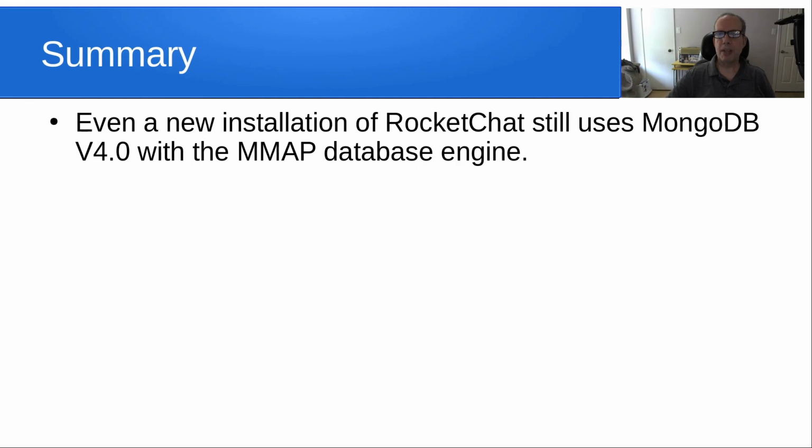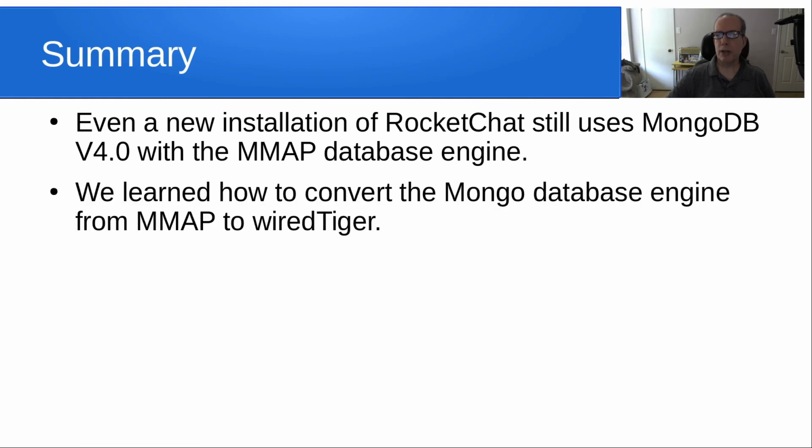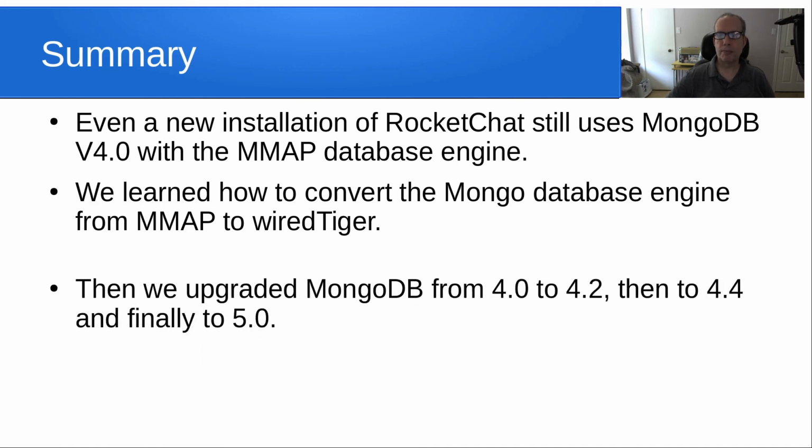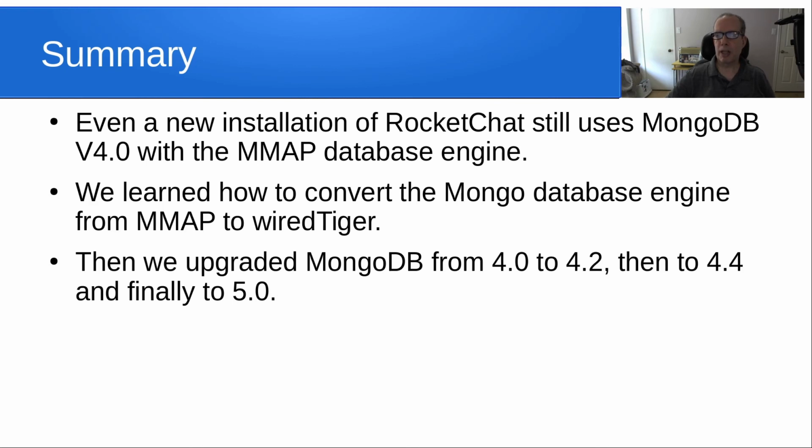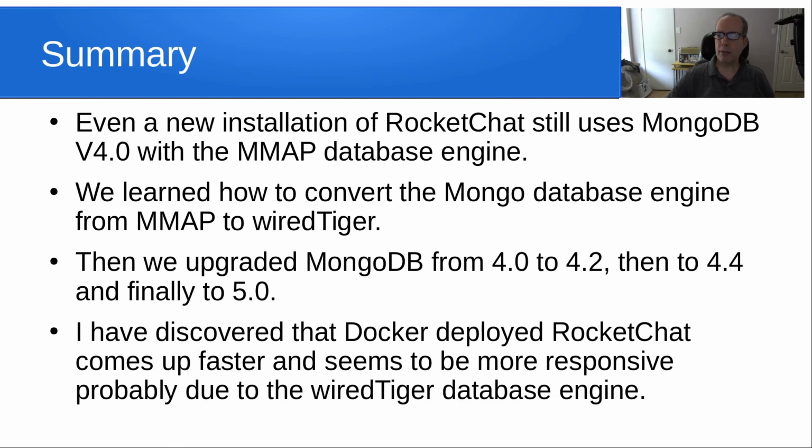In summary, even a new installation of RocketChat still uses MongoDB 4.0 with the mmap database engine. We learned how to convert the Mongo database engine from mmap to wiredTiger. Then we upgraded MongoDB from 4.0 to 4.2, then to 4.4, and finally to 5.0. So I've discovered that Docker deployed RocketChat comes up faster and seems to be more responsive, probably due to the wiredTiger database engine.